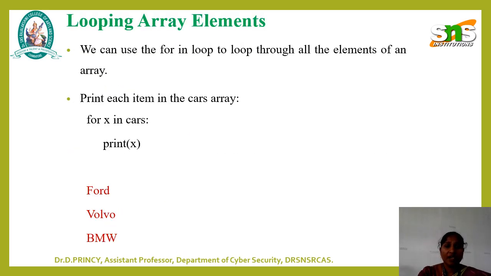Looping array elements. We can use a for loop to access the elements in an array. For example, I am accessing the elements using the for loop. The syntax of the for loop is: for a counter variable, in is a keyword followed by the array name and ended with a colon, then the body of the loop. I am just printing the value of the elements in an array. For x in cars, the individual elements of the array cars are stored in x. When the loop executes the first time, the first element is accessed. When the loop repeats for the second time, the second element is stored, up to the last element in that array. The result is Ford, Volvo, BMW.